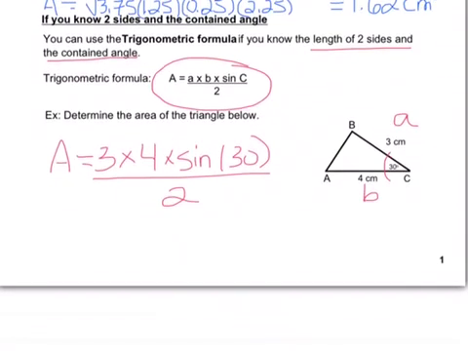Put this in on your calculator, please. You should be able to put this in all in one step, but you can do it in 2 steps if you'd like. If you do it all in one step, again, you might want to make sure to put that in brackets. So 3 times 4 times sine 30 divided by 2. And you should be getting 3 in our units, centimeters squared.